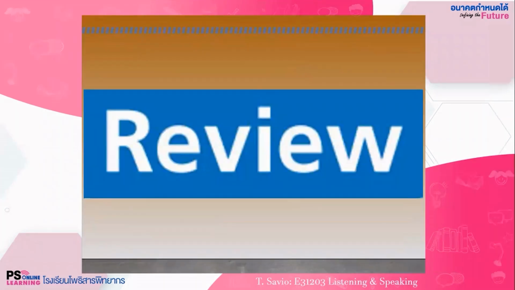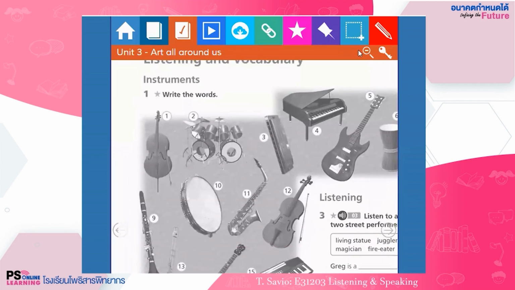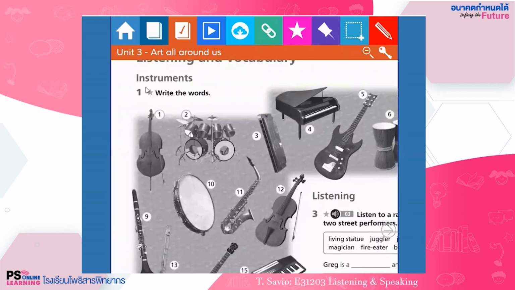Now we do a review of all we've done today. Listening and vocabulary. These are the instruments. Number 1, cello. Number 2, drums. Number 3, mouth organ. Number 4, piano. Number 5, guitar.